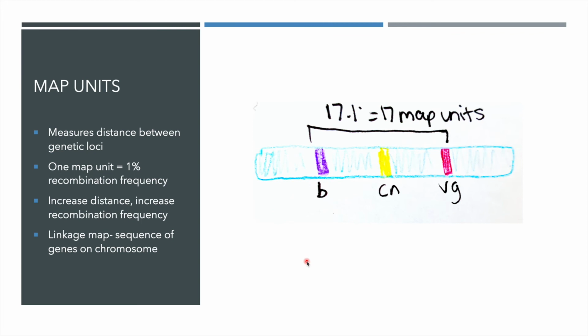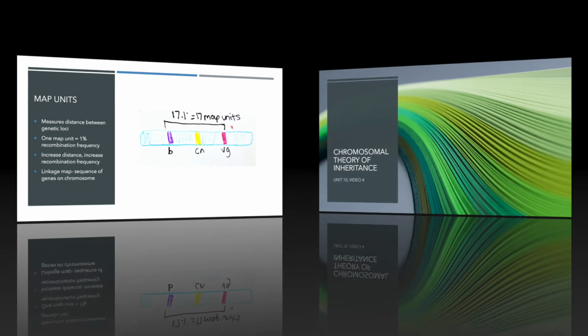A linkage map shows the sequence of genes, but not the precise location of genes on the chromosome. The distance between genetic loci can be measured in nucleotides. On this chromosome, these are the different genes. Between B and BG, there are 17 map units, which means that there is a 17% recombination frequency.